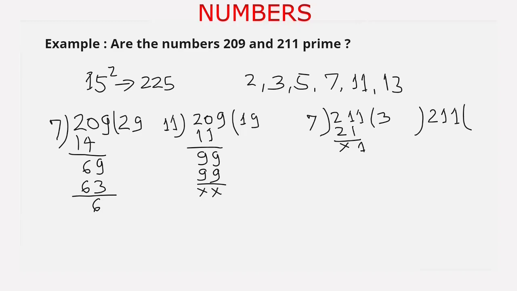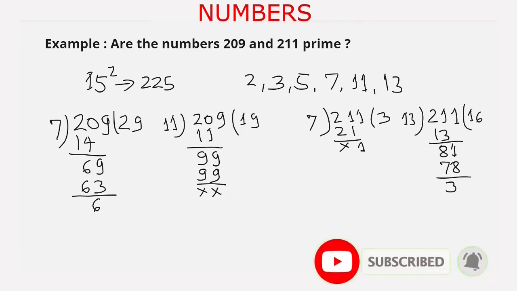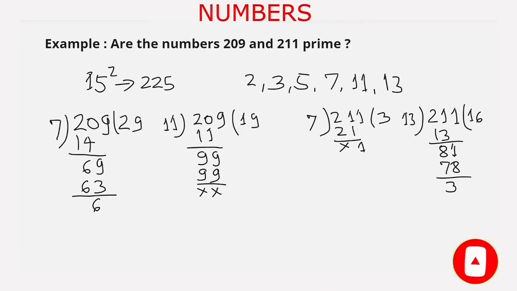Now we try it for 13. 13 times 1 is 13. And subtracting 13 from 21, we get 8. We carry 1, and 13 times 6 is 78, and on subtracting 78 from 81 we get 3. Now it is not divisible by 13. So 211 is a prime number, while 209 is not a prime number. This way we can verify whether a number is prime or non-prime.